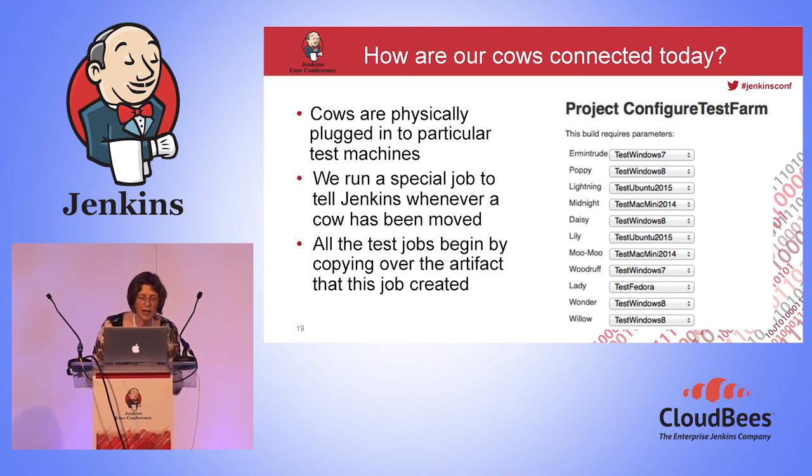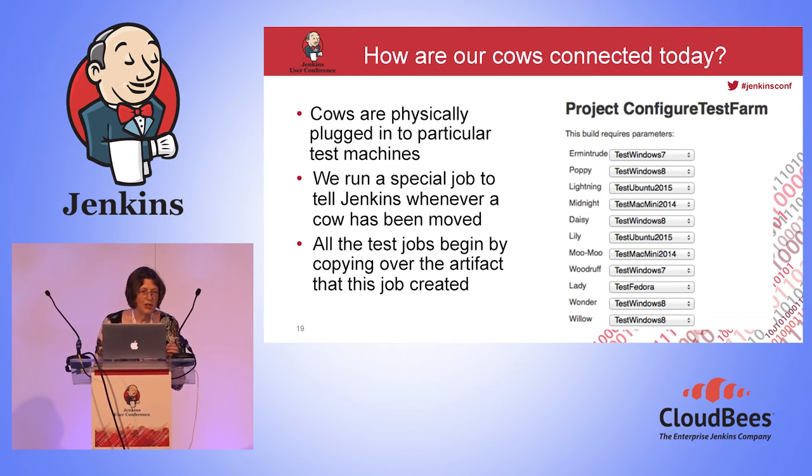This is a screenshot of what you get when you build this job, and what you get on the build with parameters screen. So this has got one parameter per cow in the farm and a drop down to select which of the test machines that cow is connected to today. And it defaults to the standard configuration. We have a standard configuration, otherwise it would be mind-bogglingly complicated. But when you reconfigure the farm, you run this job manually in Jenkins to tell Jenkins what you've done to the farm.